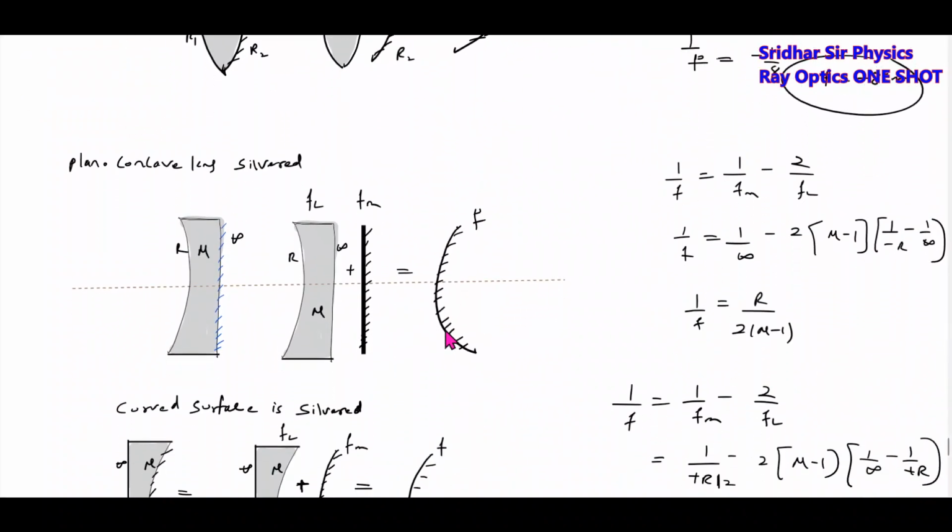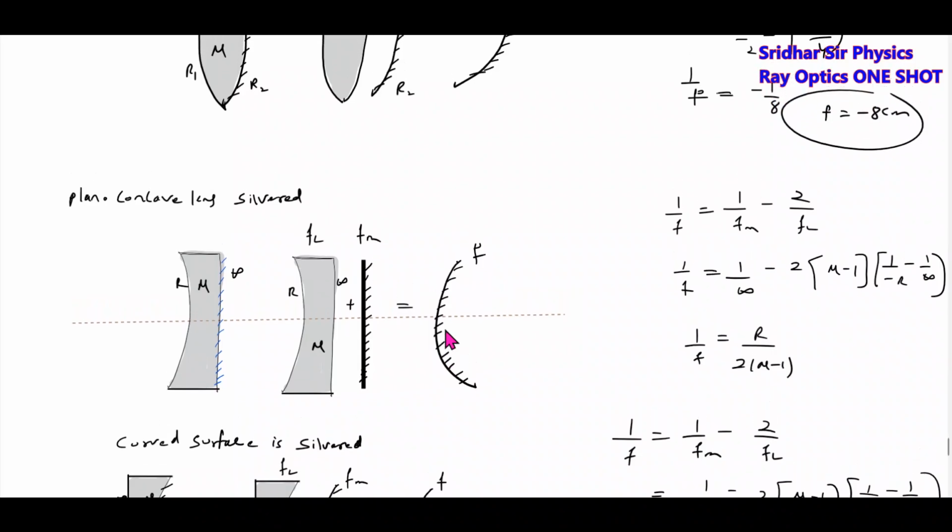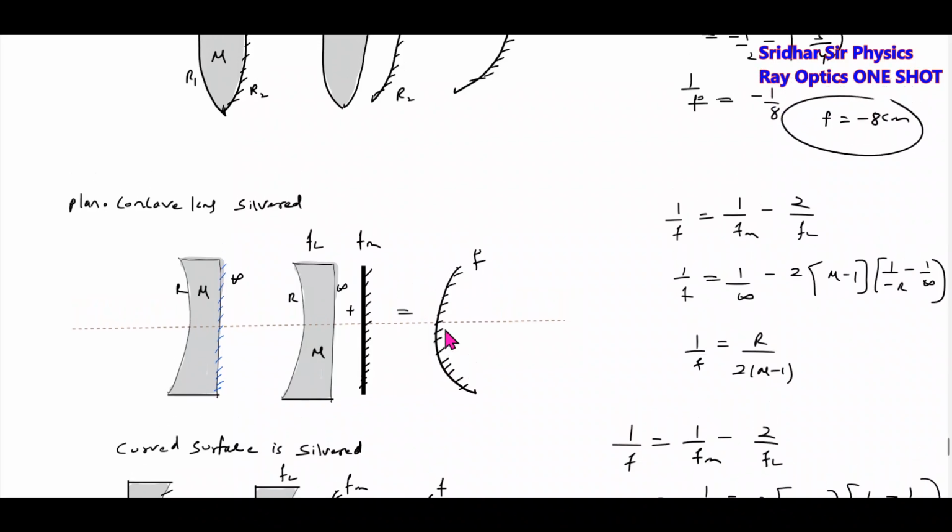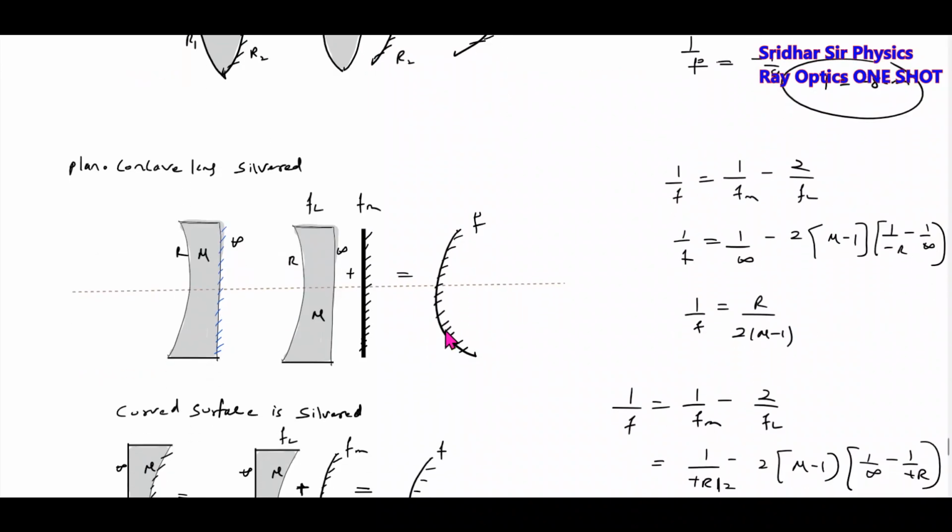Then if a plano-convex lens is silvered, I'll silver the plane surface. Then it is a plano-concave lens plus a plane mirror. This should be equal to some mirror, so we'll calculate the focal length here. Here 1 by f equal to 1 by fm minus 2 by fl. So what is the focal length of the plane mirror?